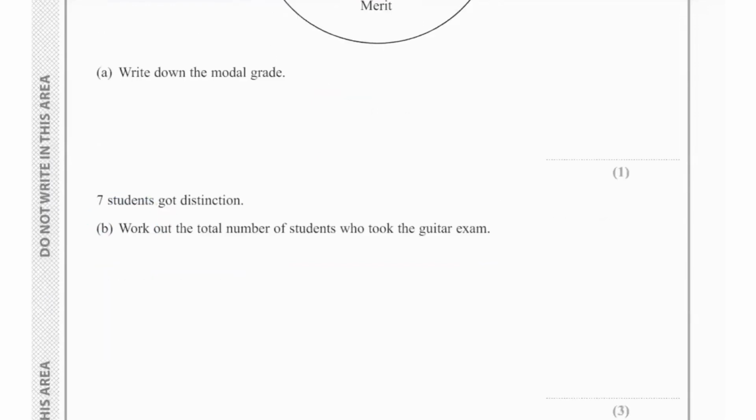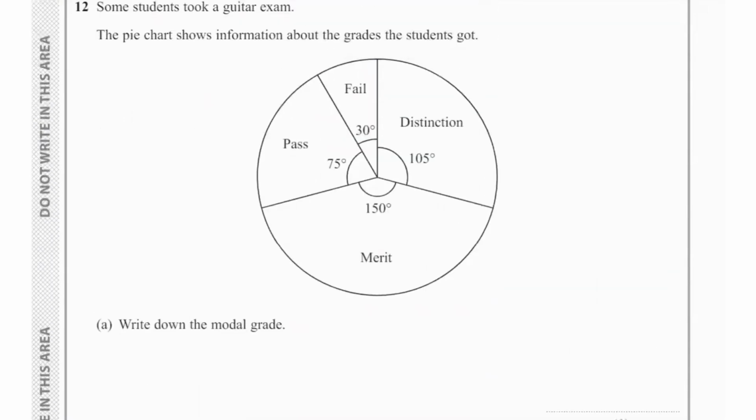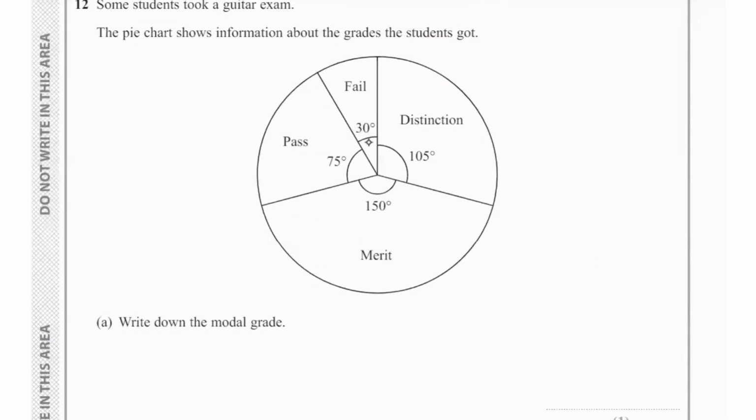Then it says 7 students got distinction. Work out the total number of students who took the guitar exam. So if 7 students got distinction, this is going to be the area that we're focusing on, distinction. So 7, which is the number of students, equals 105, which is the angle for distinction students in the pie chart, divided by 360 times total students.